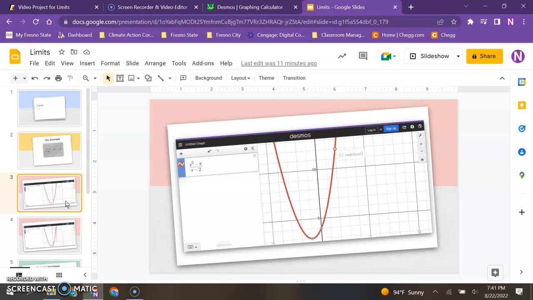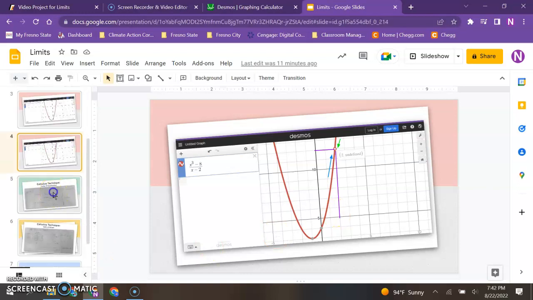In our graph, you can see that the function is undefined at x equals 2 because of division by 0. We can also see graphically that the limit does exist at 2 as we approach it from the right side and left side. We can see that the limit is 12.